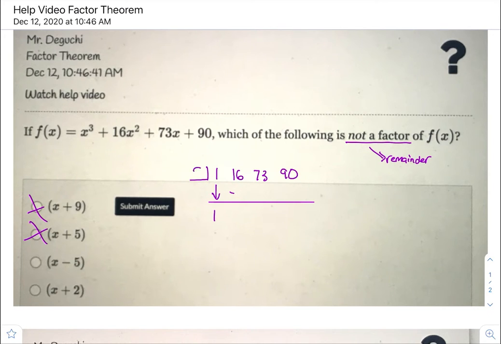Let's try 5. Because for this one, it would be 5. 1 times 5 is 5. Add 21 times 5, 105. Add 178. And this looks to be good, because this looks like it will give us some remainder. And the remainder that we are going to be getting is 980. Perfect. So since that is not a 0, this one is going to be a remainder, which means this one is not a factor. So it's that one.